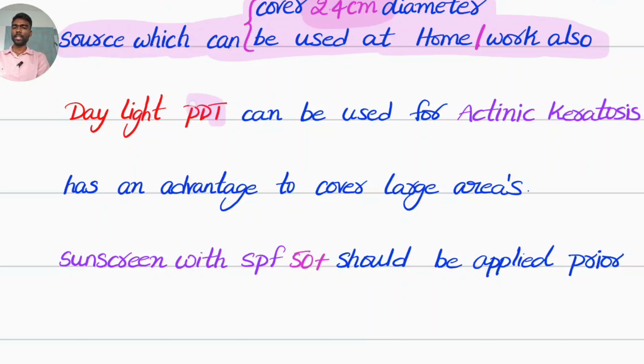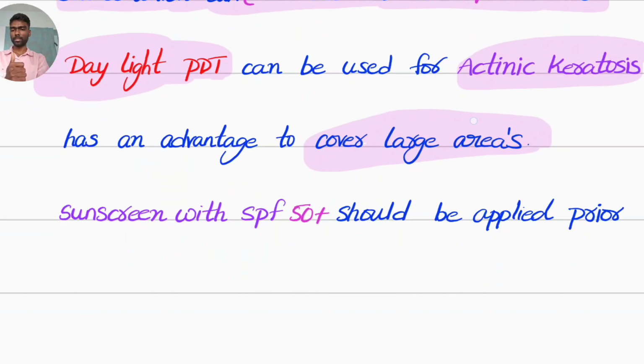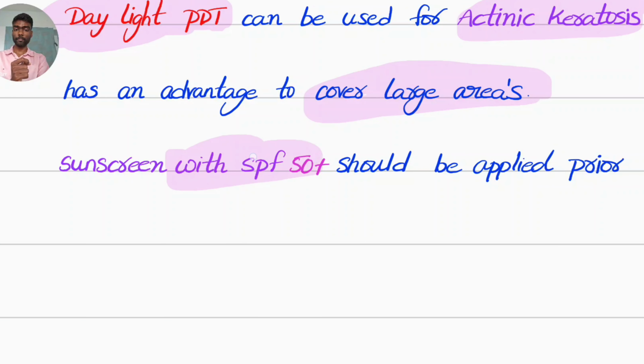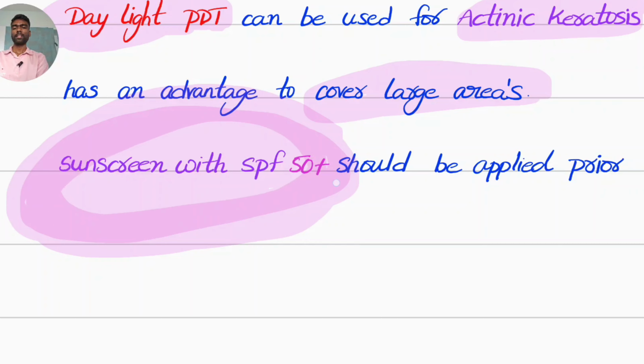Next, daylight photodynamic therapy. What is daylight? Nothing but sunlight, which covers large areas. It can be used for actinic keratosis, but the only thing is we have to apply sunscreen with SPF 50 plus minimum. Why? If we apply sunscreen, won't light be blocked? No. Why are you using sunscreen? Because sunscreens will block only UV radiation. Here we don't want any adverse effects from exposure to UV light. Only visible light we are using, and sunscreens will anyway allow visible light. So we apply sunscreen and then go and expose to visible daylight. This is nothing but daylight photodynamic therapy.